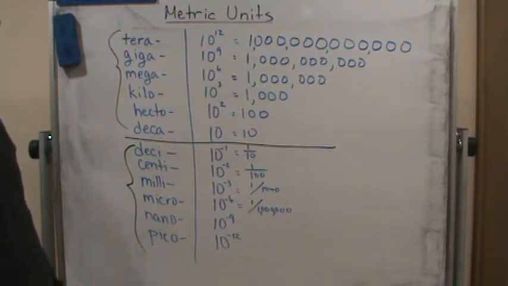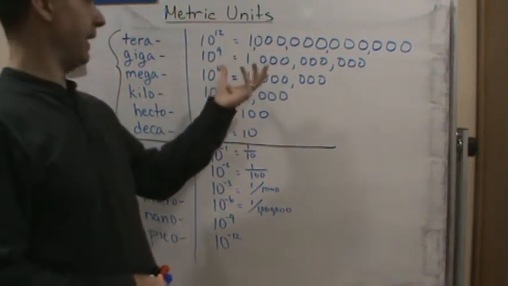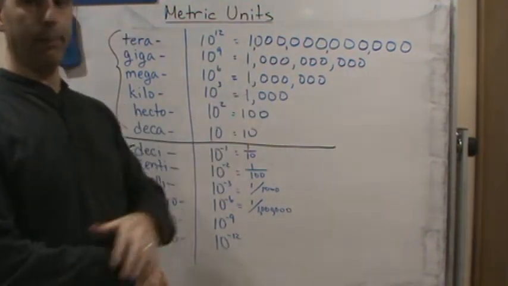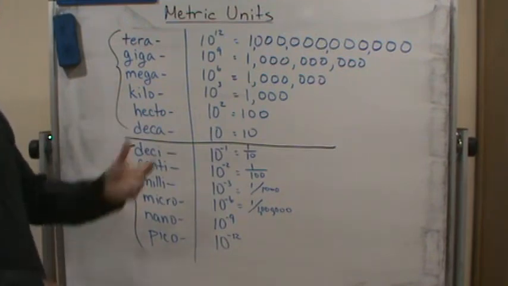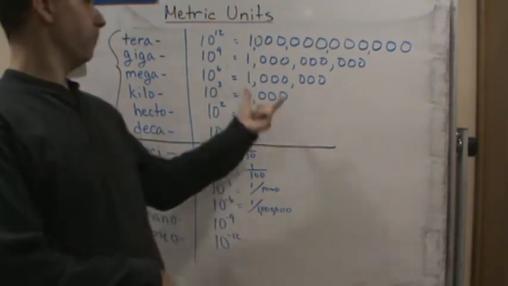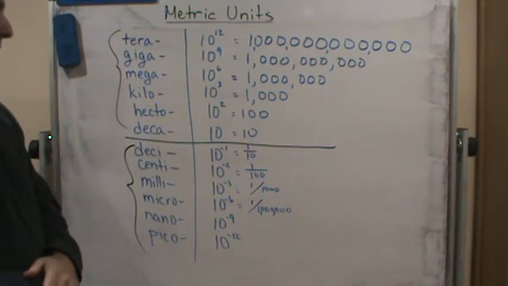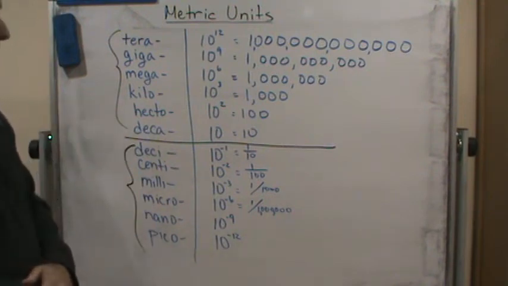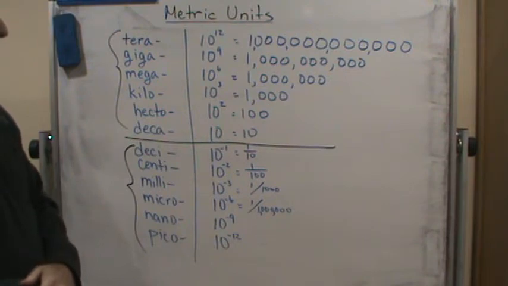So if I'm looking at a terabyte of data, that means I'm looking at 1 trillion bytes of data. And if I'm talking about a gigahertz, I'm talking about 1 billion cycles per second. That's how fast it's traveling, or the vibrations if you're talking about frequencies.